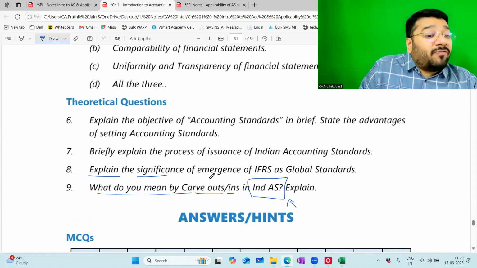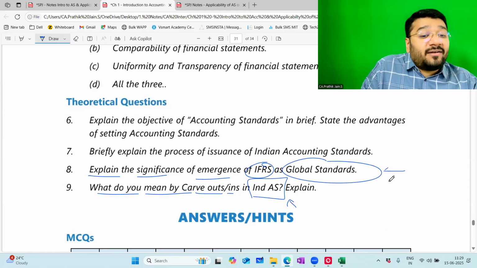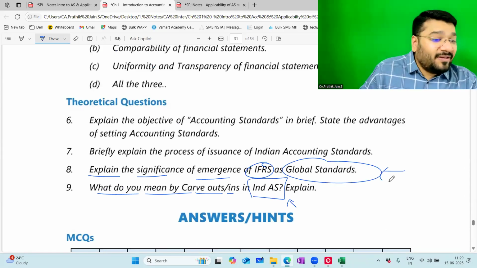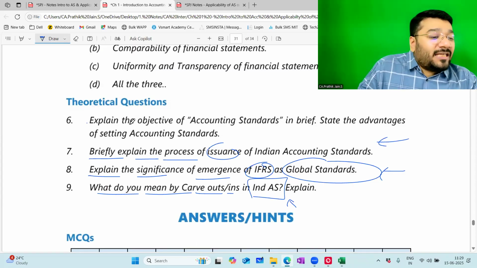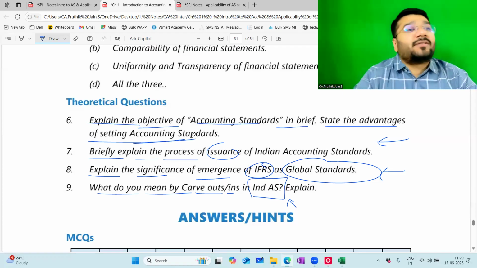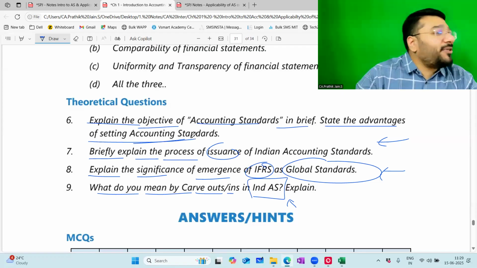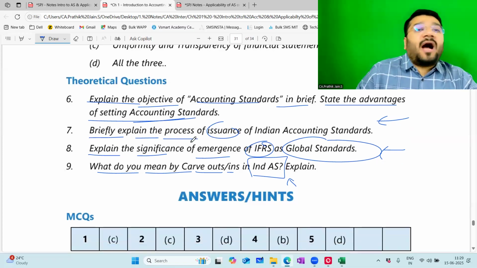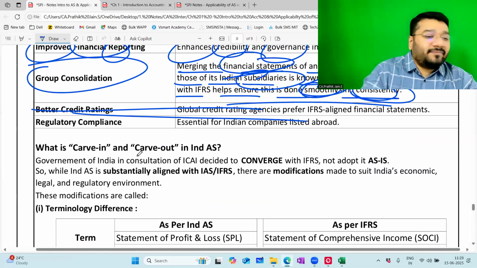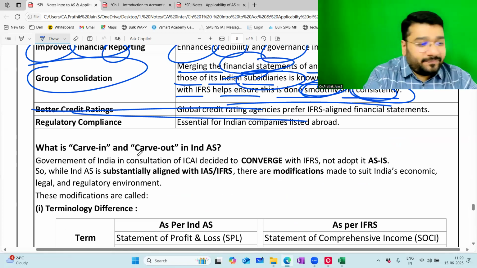Explain the significance of emergence of IFRS as global standard. Briefly explain the process of issuing Indian AS. Explain the objective of accounting standard in brief. State the advantage of setting the accounting standards. Pakka theory question. Now tell me, what is the meaning of carve in and carve out? What is the meaning of carve in and carve out?